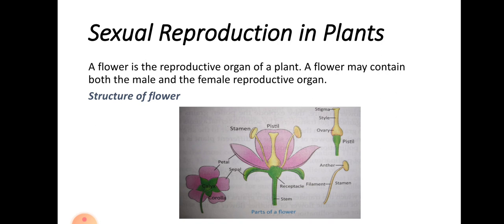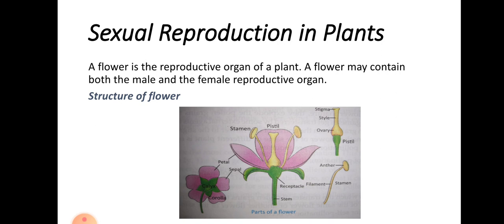We see different flowers of different shapes, sizes and colors around us, but the basic structure of a flower remains the same. You can see in the diagram, the flower stands on a stalk. It is called the pedicel. So a flower has a stalk called pedicel.